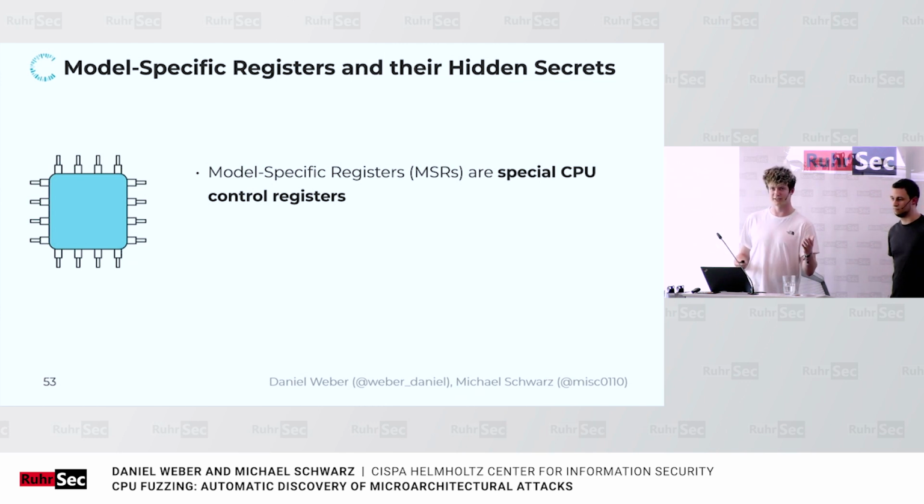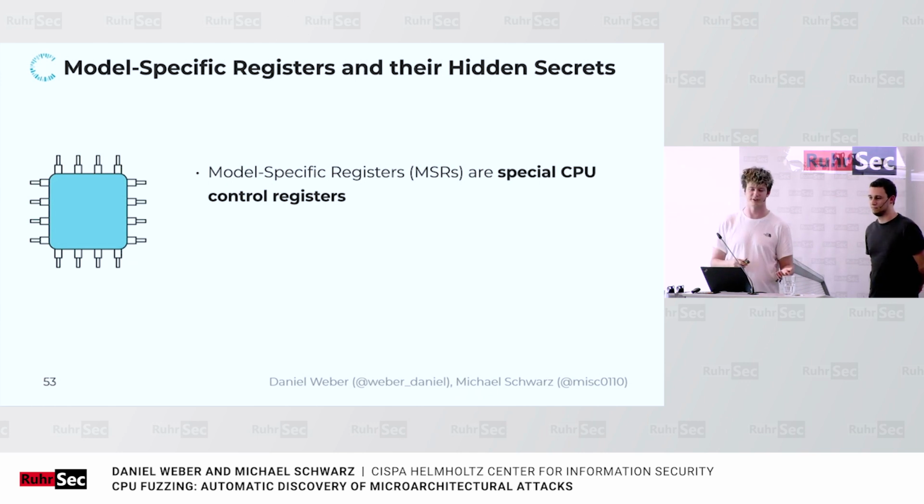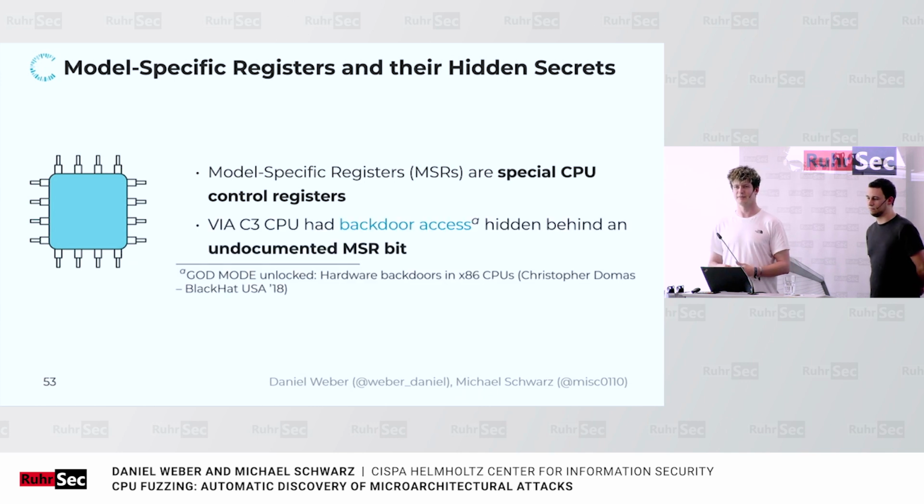Reading values makes sense because sometimes they're used to expose internal information like the CPU temperature. On the other hand, writing values also makes sense because some of them can be used to reconfigure things like enable or disable features. And they're also security critical because Christopher Domas, the Sandsifter guy again, found a backdoor hidden behind an undocumented bit of such an MSR. So on the VIA C3 CPU, they were really, really security critical.